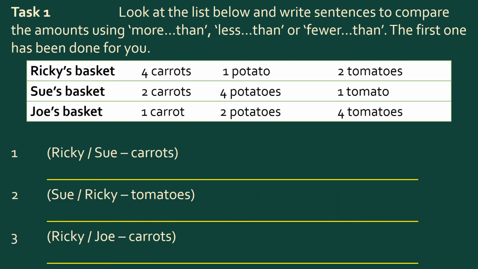Task 1. Look at the list below and write sentences to compare the amounts using more than, less than, or fewer than. The first one has been done for you. Ricky's basket has 4 carrots, 1 potato, and 2 tomatoes. Sue's basket has 2 carrots, 4 potatoes, and 1 tomato. Joe's basket has 1 carrot, 2 potatoes, and 4 tomatoes.